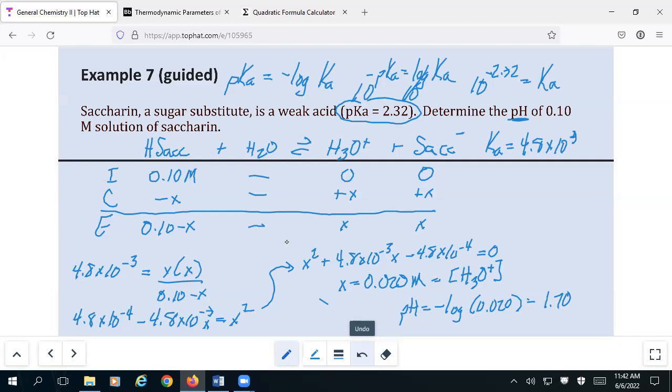Now, there are a lot of ways that we could double check ourselves. We could go back and plug all of these values in and see if we get our Ka value out. So if I did 0.02 squared divided by 0.08, I get 5 times 10 to the negative third, which is within rounding of the Ka value that we determined, so chances are pretty good we're on solid footing as far as the calculations are concerned. All right, any questions with this example?